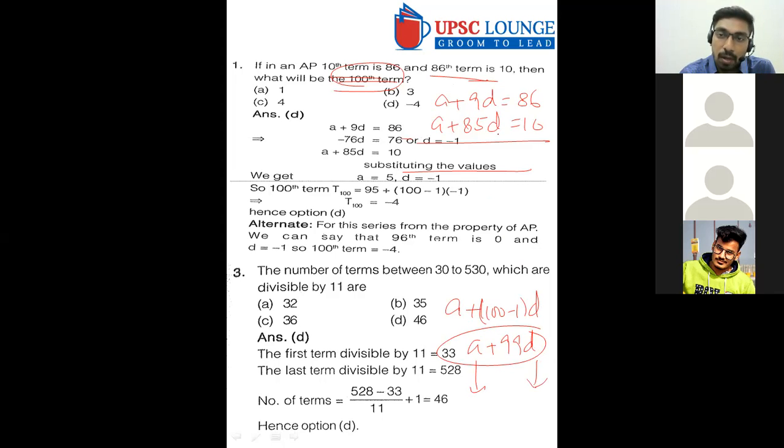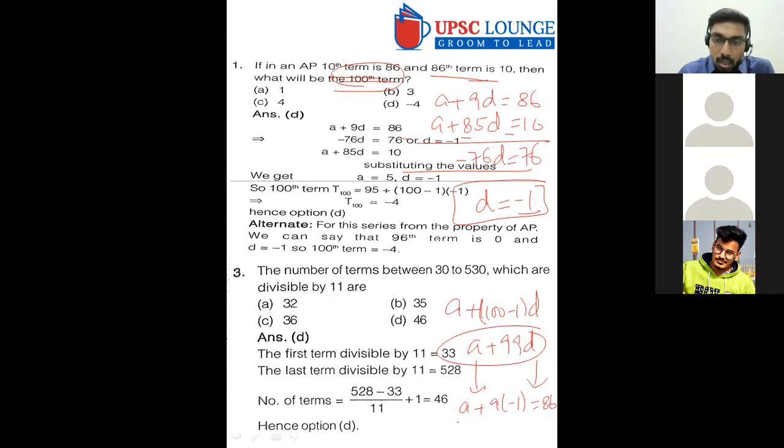Just subtract these values. So what will you get here? Minus 76 D equals 76. That means D equals minus 1. Is it clear? If anyone has a doubt, please raise your hand. And just put this minus 1 in any of these equations, so you can get the value of A very easily.